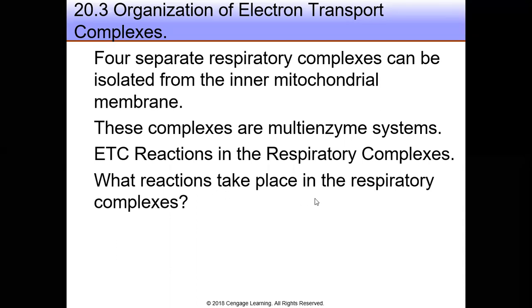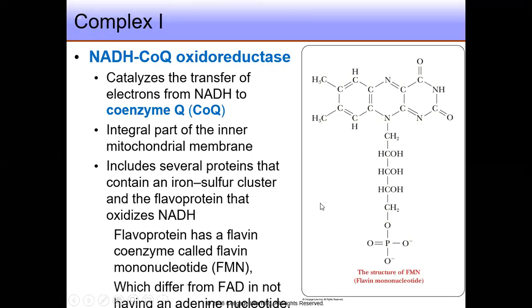So what reactions take place in the respiratory complexes? We start with complex 1. This is the first complex, also called NADH CoQ oxidoreductase. It catalyzes the transfer of electrons from NADH to coenzyme Q or CoQ. It is an integral part of the inner mitochondrial membrane. It includes several proteins that contain an iron-sulfur cluster and the flavoprotein that oxidizes NADH. Now, the total number of subunits is more than 20.